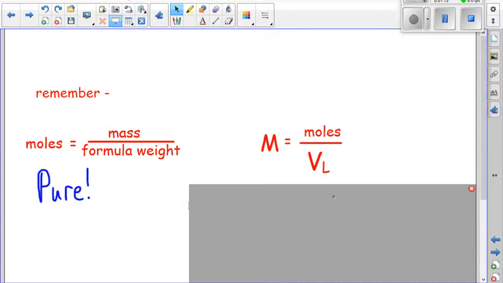Water's got a formula weight of 18. Whatever's dissolved in it probably doesn't have a formula weight of 18. So which formula weight do you use? You don't know. So you can't use the mass over formula weight situation.